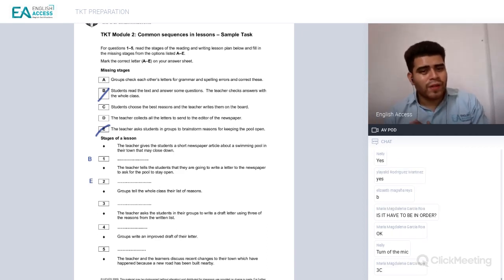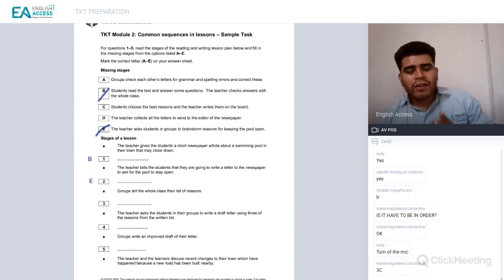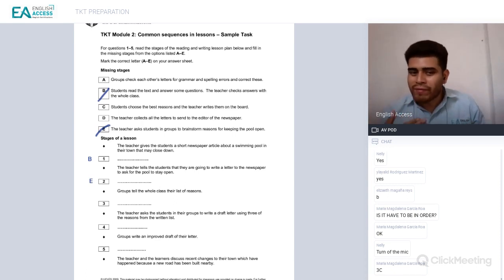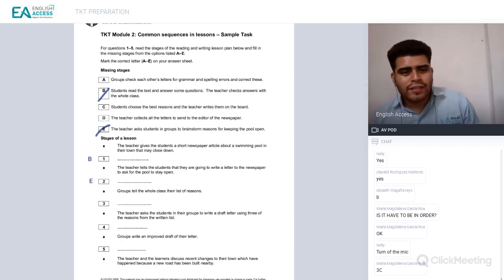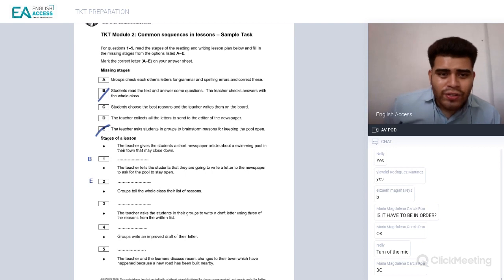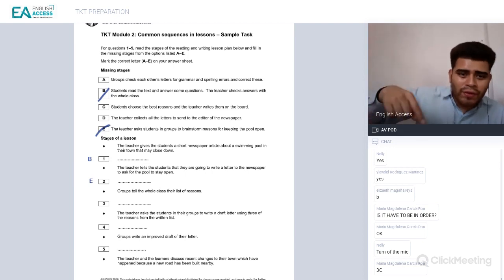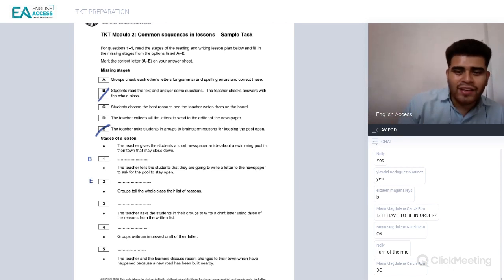That is a perfect follow-up activity because they already have an idea of what they can write about since they've read the article and understood some comprehension questions. Next, they're going to ask students in groups to brainstorm for keeping the pool open. So you tell them that they're going to write a letter, and remember, the first step of writing is brainstorm. So number 2 would be E.